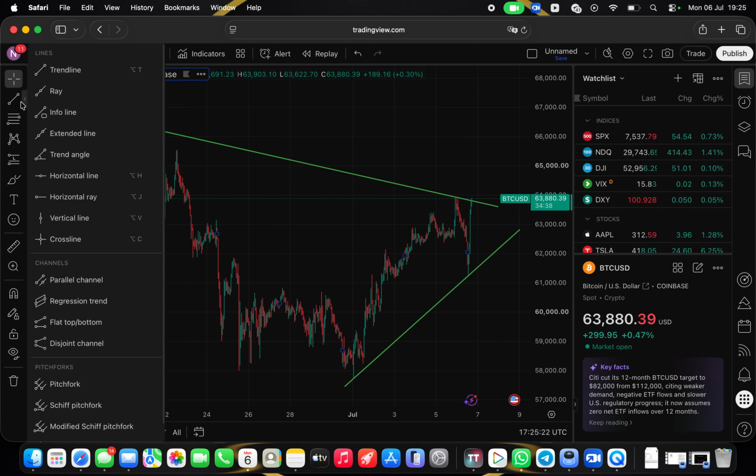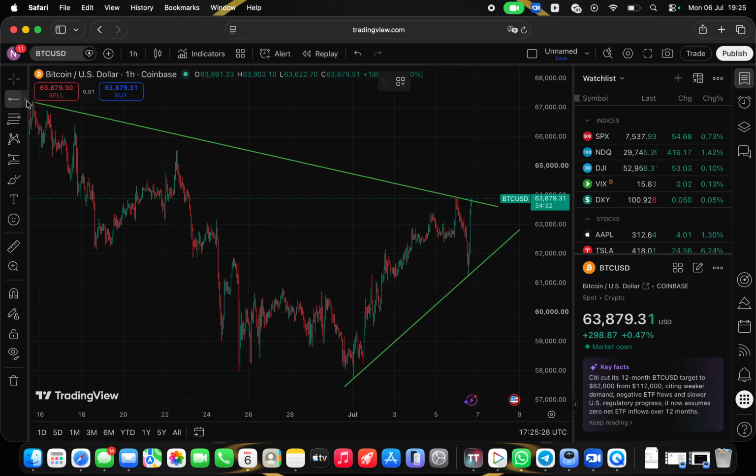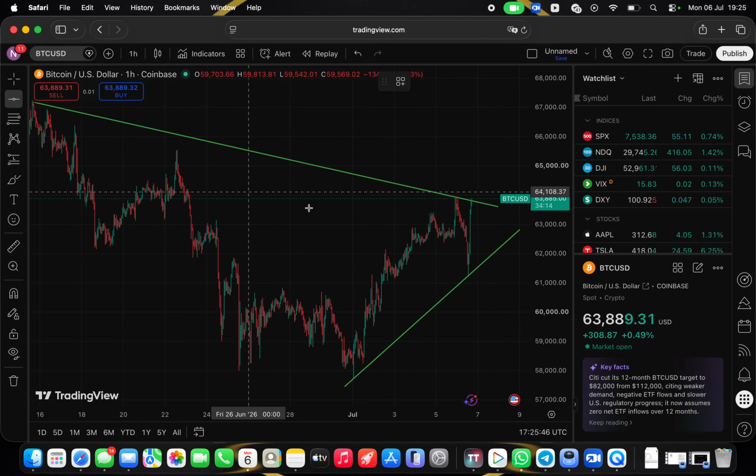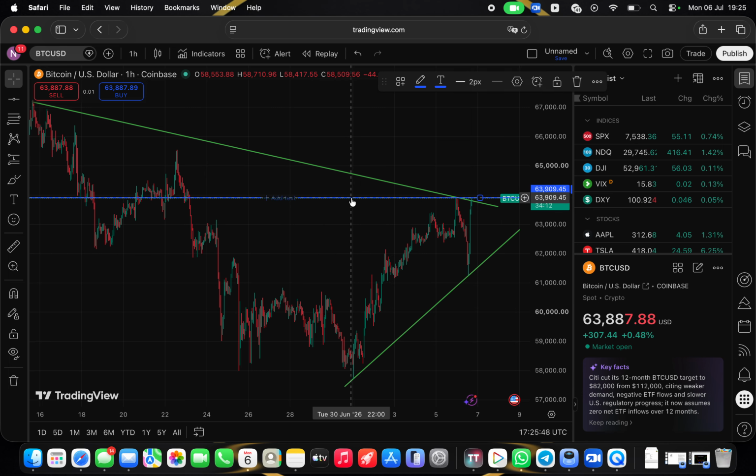Under lines, there's also your horizontal line. I use this as well. You guys can choose any other tools that you use, or whatever tool that your mentor recommends. If I'm your mentor, I'll tell you, in this section I use trend lines and I use the horizontal line. Here's the horizontal line. This is just for me to, there we go.